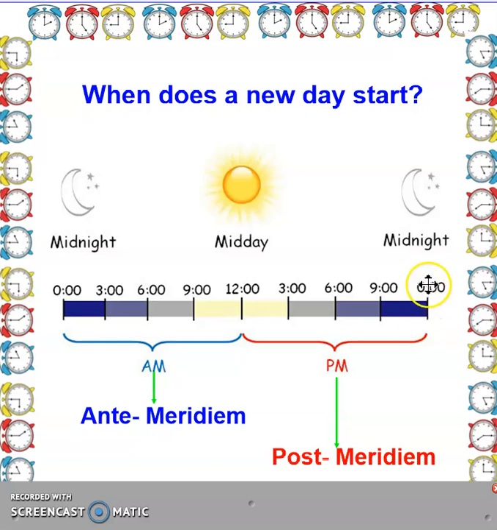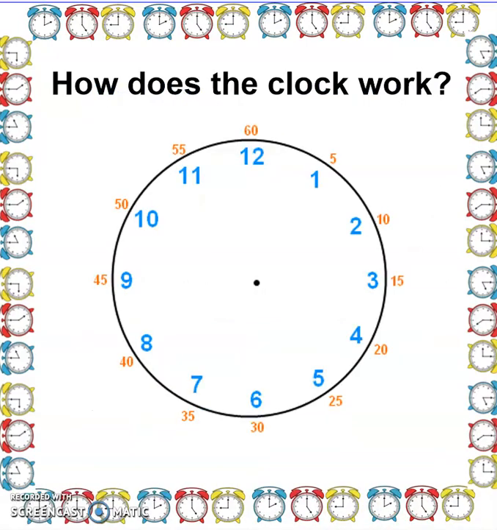And what do we have at midnight? 12 a.m. The day starts again. A new day starts. It keeps moving from AM until it gets to PM again. So that's how the day goes.